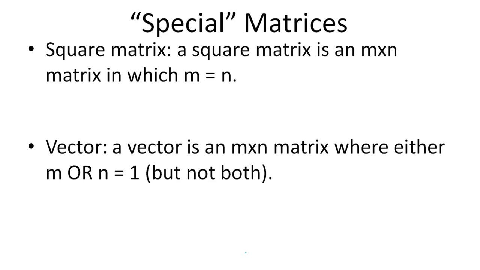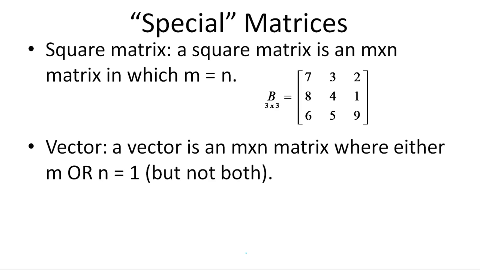And we have a vector. A vector is an m by n matrix where either m or n is equal to 1, but not both. Meaning you can either have only 1 row with several columns, or you have several rows and 1 column. If you have any such matrix, that matrix is considered to be a vector.